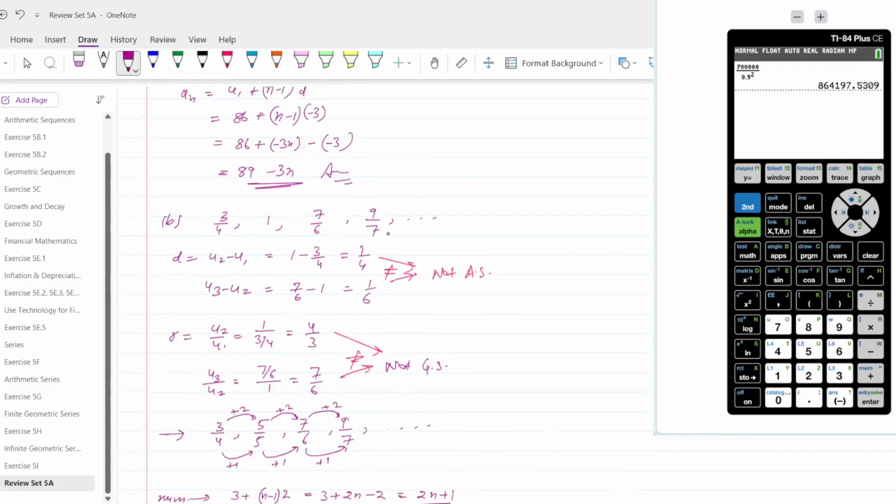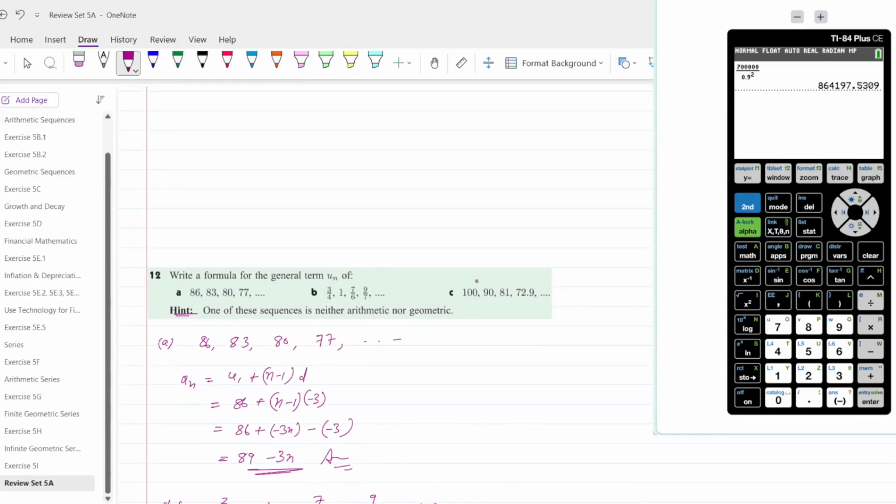Similarly, for C, we can see that this is times 0.9, this is again times 0.9, this is again times 0.9. Therefore, u1 is 100, r is 0.9, and hence we can find un, and that is going to be u1 times r raised to the power n minus 1. Let's go to the next problem.